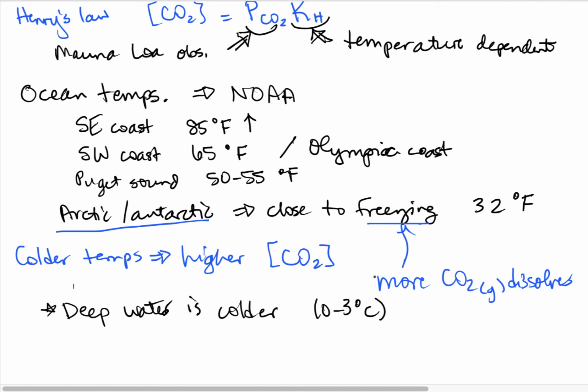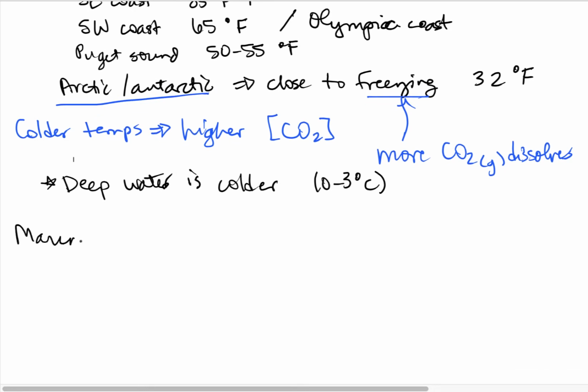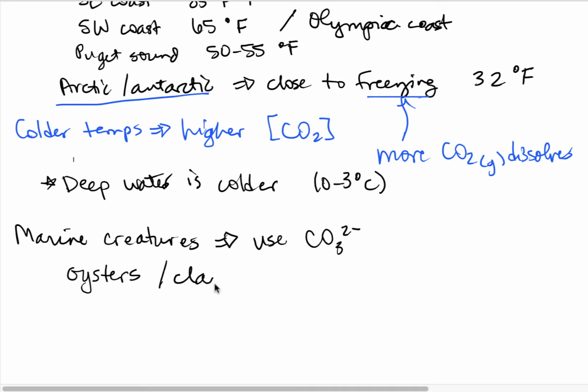So the problem with the ocean becoming more acidic is that we have a lot of marine creatures that either depend on having carbonate so they can make their shells, or they eat creatures that depend on having carbonate to make their shells. So you might think about oysters as an example, or clams, or starfish.